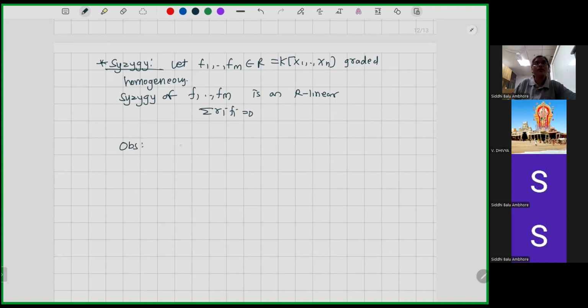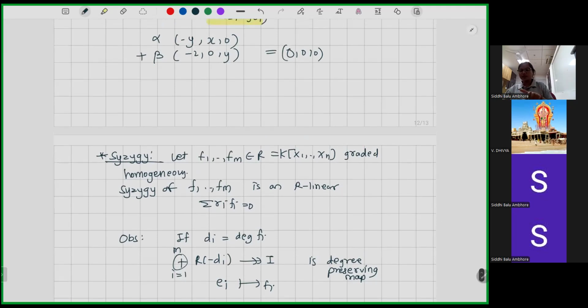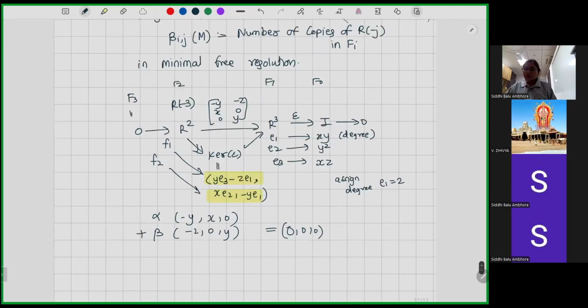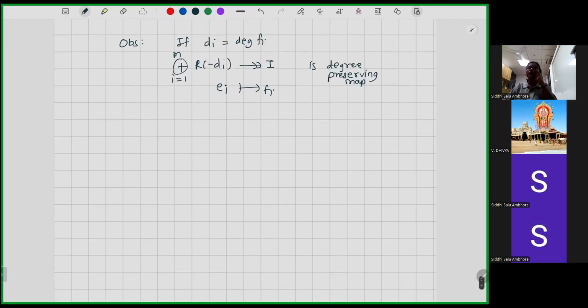And in this, we have made the observation that if Di is the degree of Fi, then this summation, i from 1 to m, R(minus Di), such that Ei going to Fi is a degree preserving map. Okay, so that's what we are doing here. So this is generated by degree 2. So F1, F2, F3, so E1, E2, E3 has to have degree minus 2.